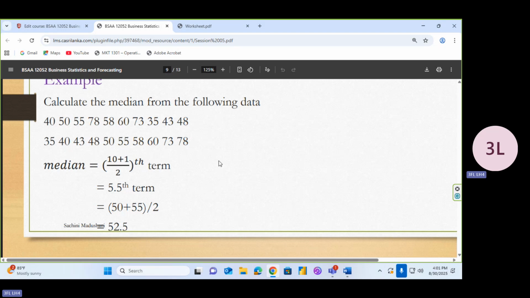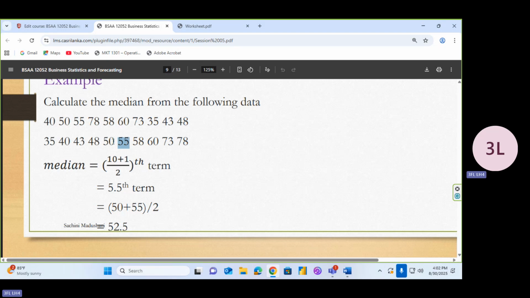The 5.5th term. Now move into the data set. Looking at where the 5.5th term is: first term, second term, third term, fourth term, and this is the fifth term. But the median is the 5.5th term, which is in between the fifth and the sixth term. Then you identify the fifth term and the sixth term. The fifth term is 50, the sixth term is 55.